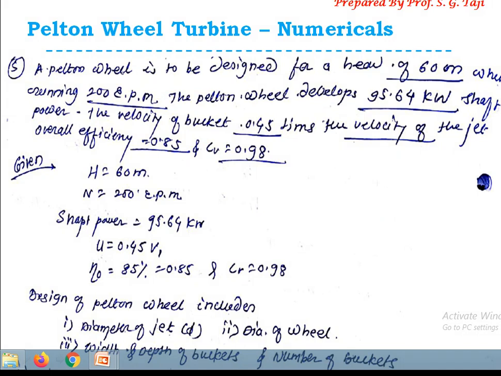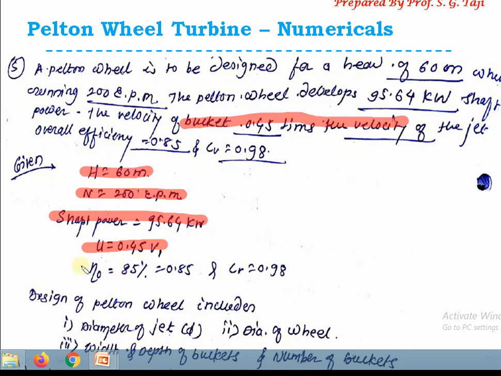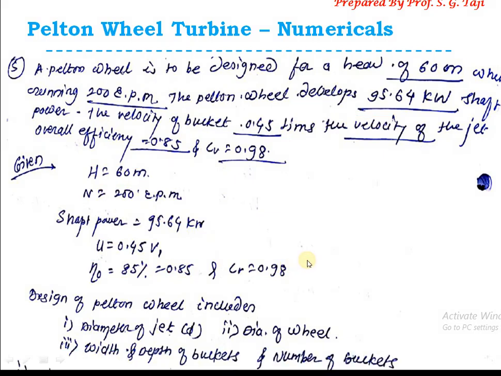So let's first sum up what they have given. The first thing, they have given the head, and second thing, they have given the speed. Again they have given the shaft power, which is developed by the turbine under the head of 60 meter, and again they have given the velocity of bucket is 0.45 times the velocity of the jet. So here I have written the equation for it: U is equal to 0.45 V1, and again they have given overall efficiency as 85%, 0.85, and CV they have given as 0.98.